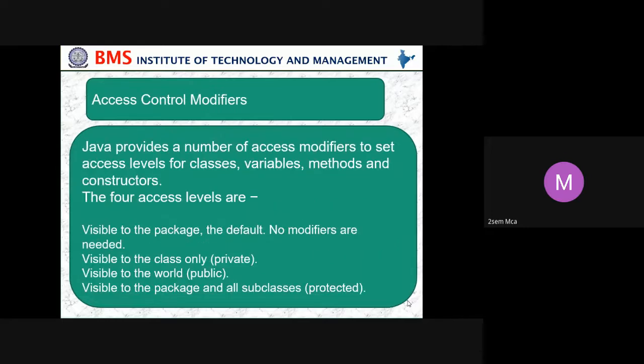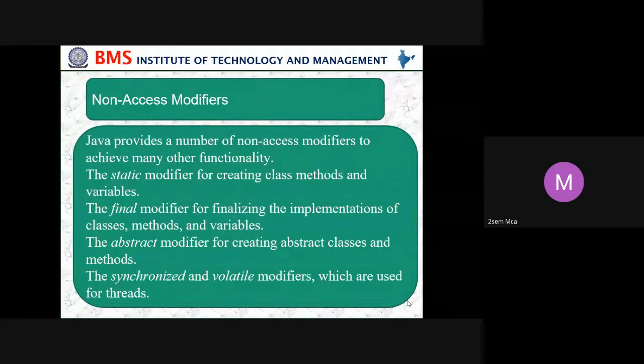So we know about public, private, protected, and default. These are the four access controls in Java, and these are the non-access controls: static, final, abstract, synchronized, and volatile. These are the five non-access modifiers.